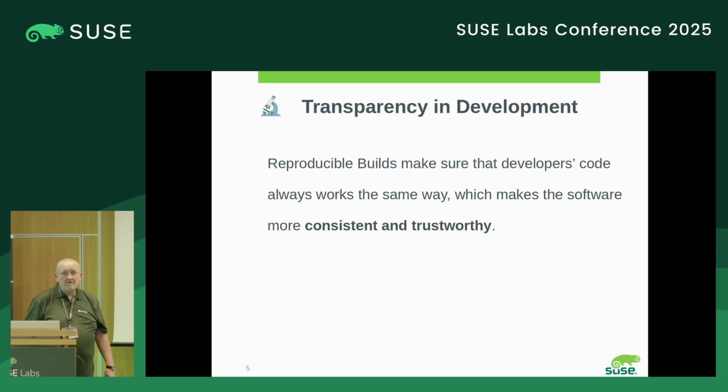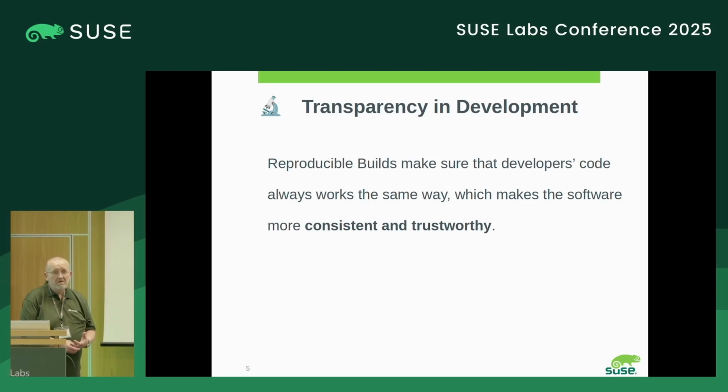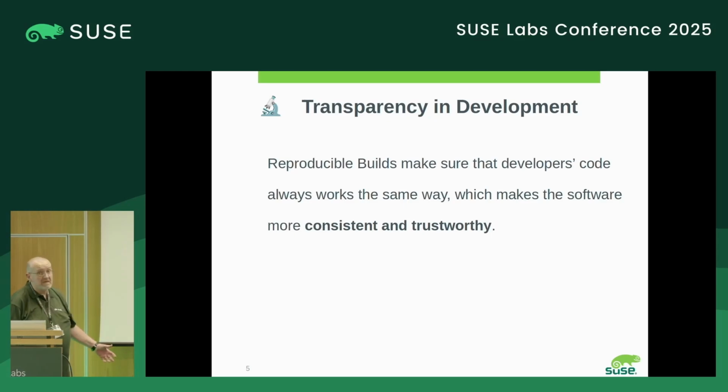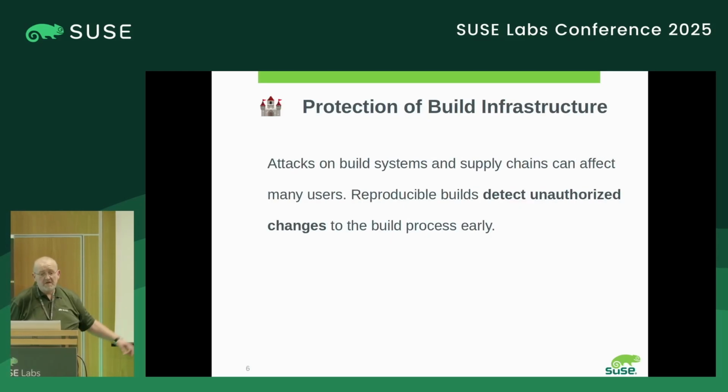Another thing is development transparency. Since we get the same result, we also can be more or less sure that the code will work the same way. And this will make the software consistent and trustworthy. This is for the marketing people, just so that you know. The technical part will come.